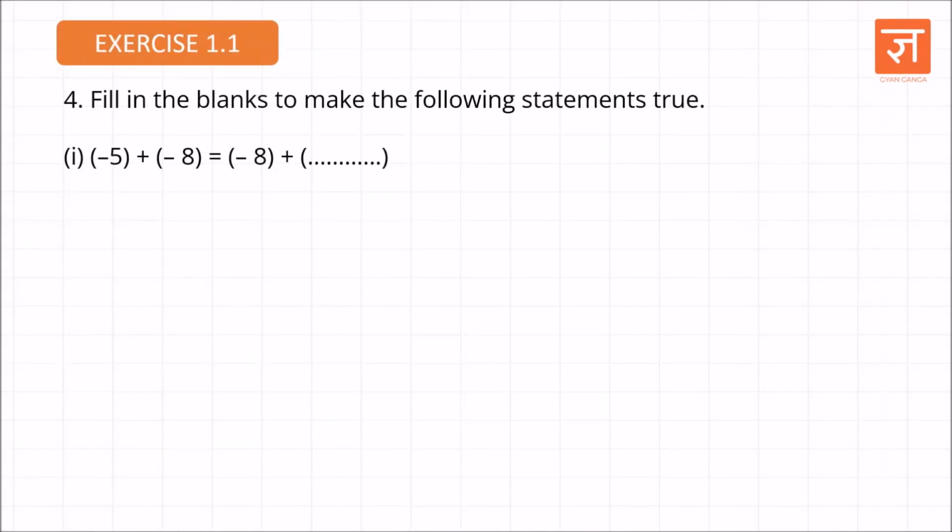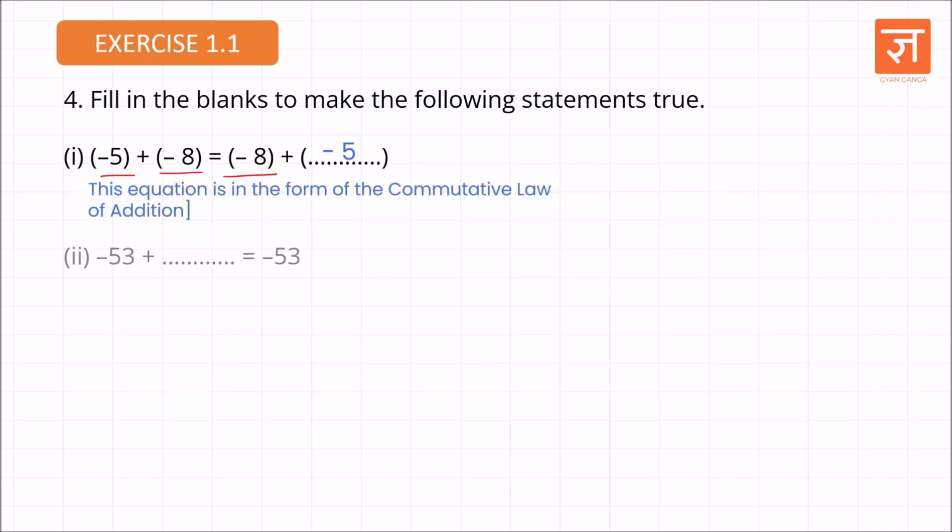So now let's fill in the blanks to make this statement true. Minus 5 plus minus 8 is equal to minus 8 plus minus 5. How did we put it? The commutative rule. Okay, next is minus 53 plus what number, so that it will result in minus 53? The same number came in the result. Which property was this? Additive identity. The answer is 0. Clear?